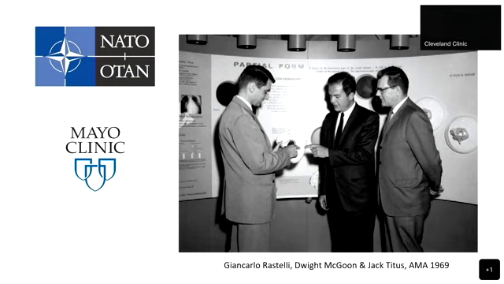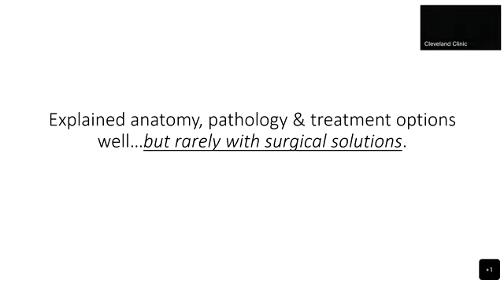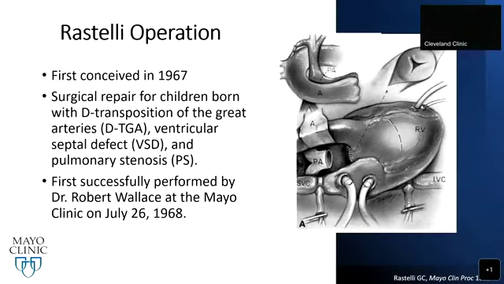With that, he received a NATO scholarship to become a research fellow at the Mayo Clinic in 1961. Here he's pictured with Dwight Magoon and Jack Titus at the American Medical Association in 1969, when they were presenting their work with the Rastelli procedure. Up until that point, he was well known as someone who could explain anatomy, pathology, and treatment options, but not come up with any really good surgical solutions. Hence, the first conception of the Rastelli operation, as he was thinking about patients who had deep transposition of the great arteries with a VSD and PS, as Diane and Meryl so nicely illustrated for us with their imaging.